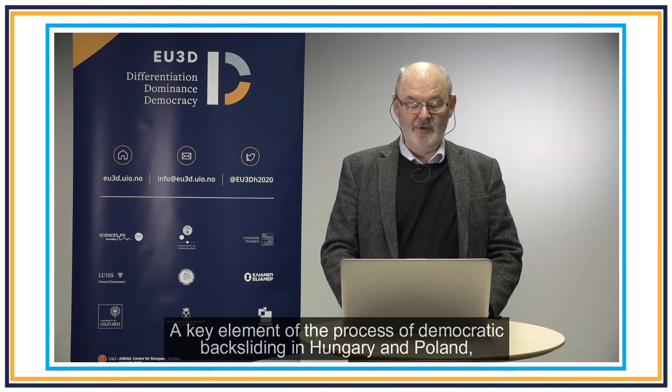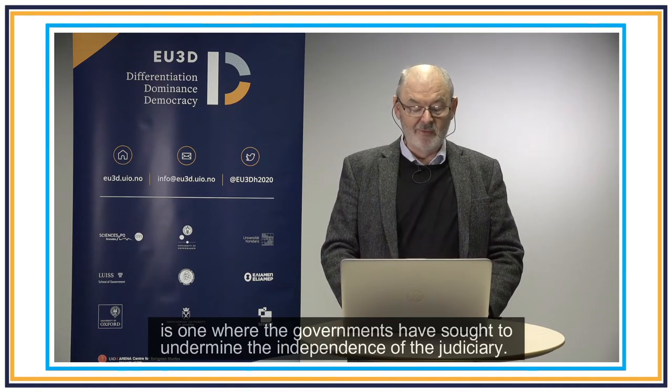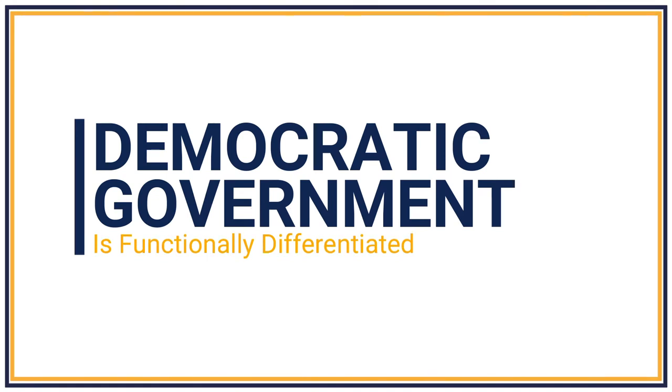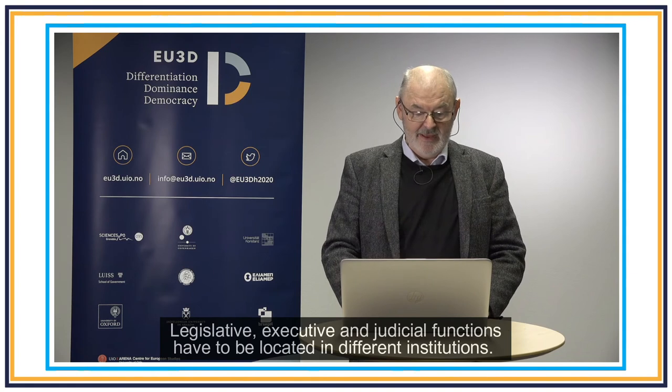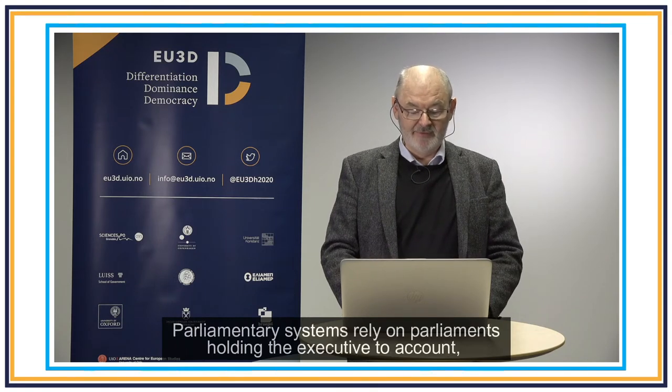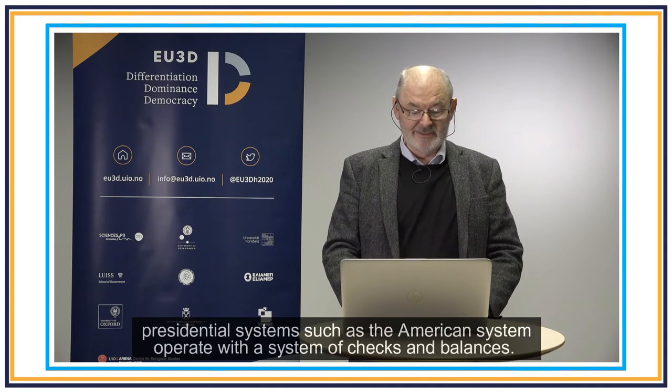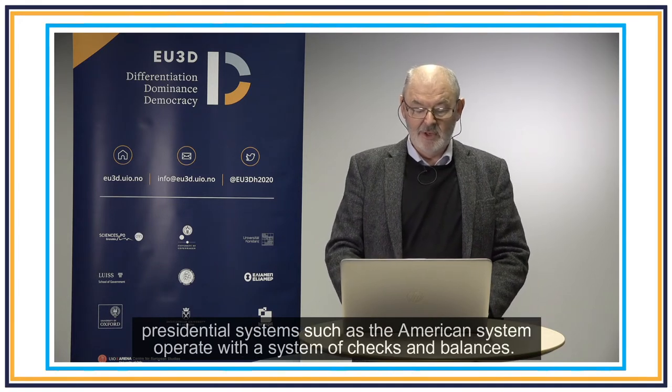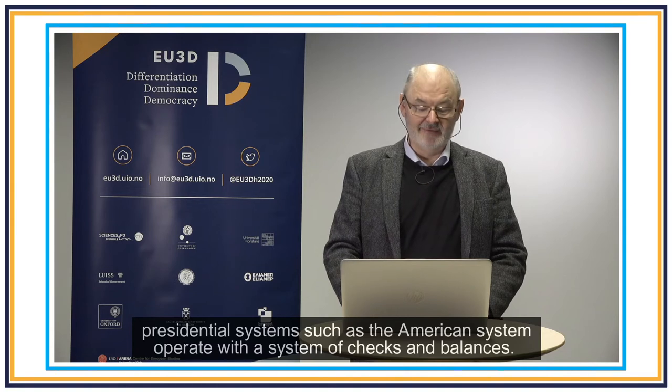A key element of the process of democratic backsliding in Hungary and Poland is one where the governments have sought to undermine the independence of the judiciary. Legislative, executive, and judicial functions have to be located in different institutions. Parliamentary systems rely on parliaments holding the executive to account. Presidential systems, such as the American system, operate with a system of checks and balances.